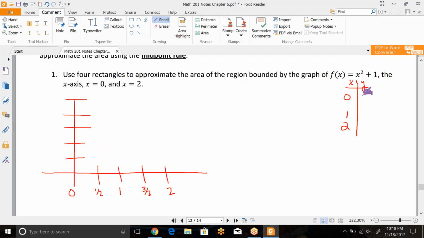So 0 squared plus 1 is 1. 1 squared plus 1 is going to be 2. 2 squared is 4 plus 1 is 5. So this is just going to be counting by the normal amounts. So this would be 0, 1, 1, 2, 2, 5. That's a parabola. Oops. Hard to draw on the computer, but we'll get it fixed.